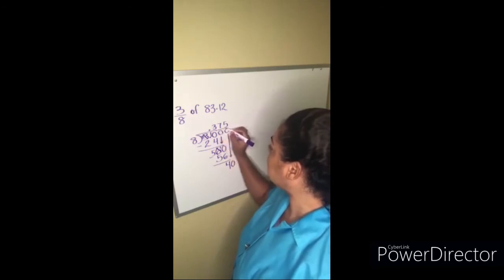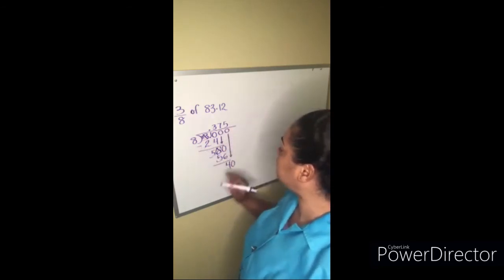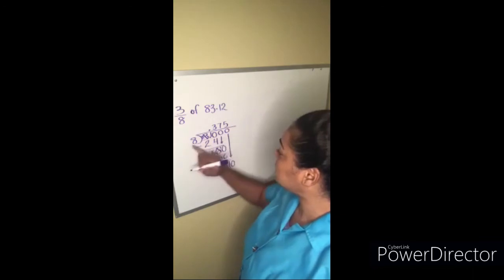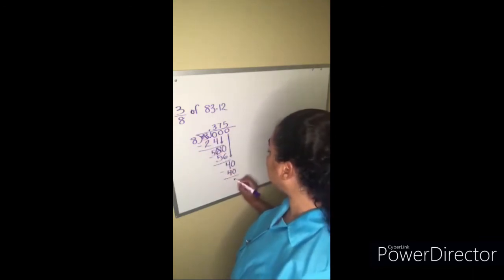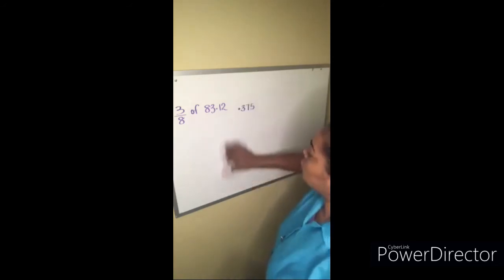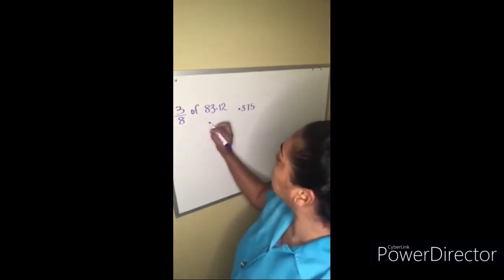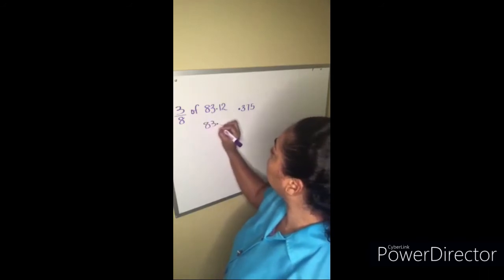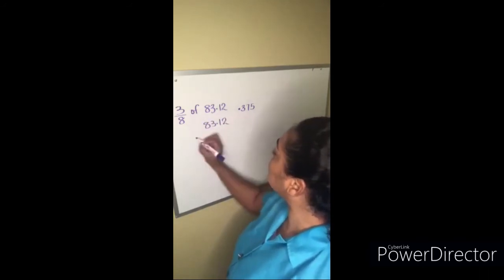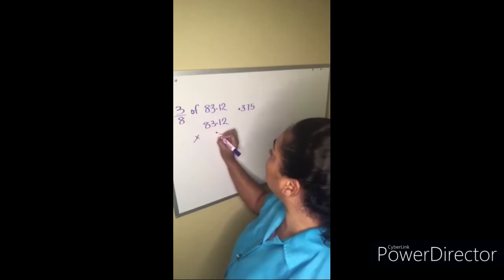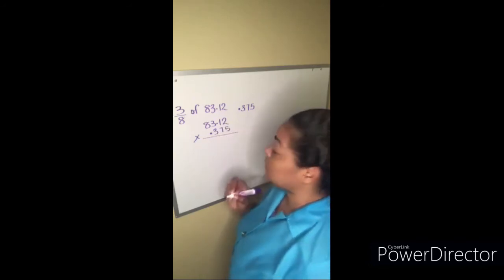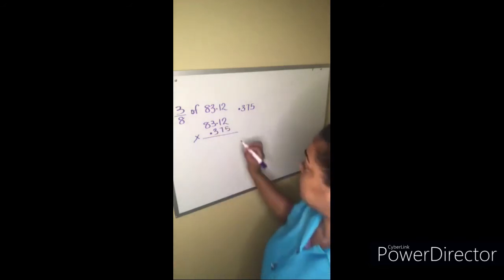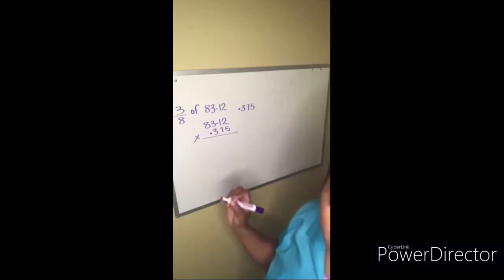Let me extend this line a little. 8 can go into 40 5 times. 8 times 5 is 40. We subtract and we get 0. So now we're going to multiply 83.12 times 0.375. Now let's pay keen attention here because this might be giving some of you problems.